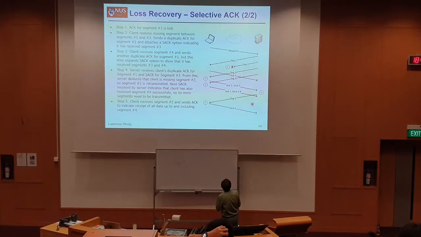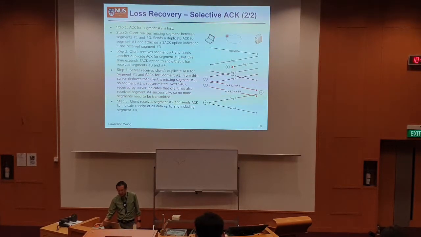So step 1, okay, or the other way around. Sender is on the right, receiver is on the left. Okay, we call this guy the client. This is the client, this is the server. Client is asking for data. So segment 1 is sent. Okay, then segment 2 is sent, but it didn't make it. So segment 2 is lost. Then this guy is still sending segment 3. Right? Later it acknowledges back here.